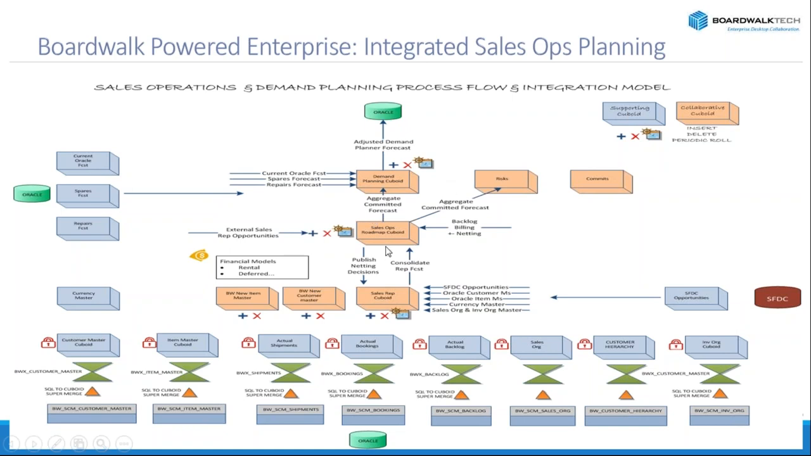Once the consensus has been reached between the sales rep team and the sales op team, that number then got pushed into the demand planner template, which had a much more aggregated view, and they made their adjustments on top of those numbers. And finally, once they reached consensus, the demand number was pushed back into Oracle for their supply planning cycle to begin.